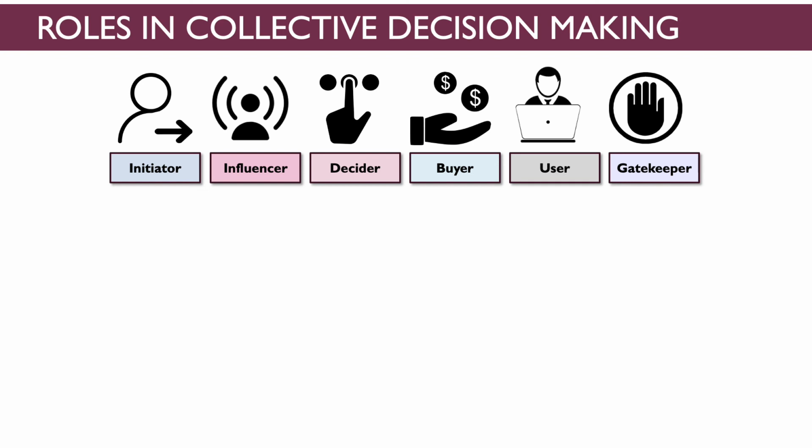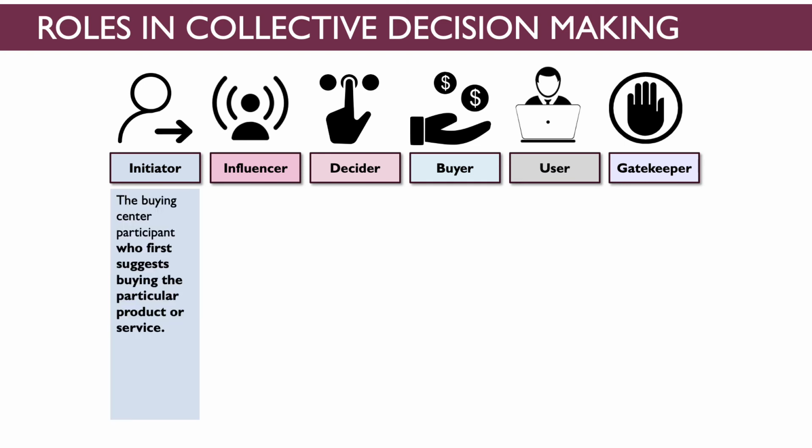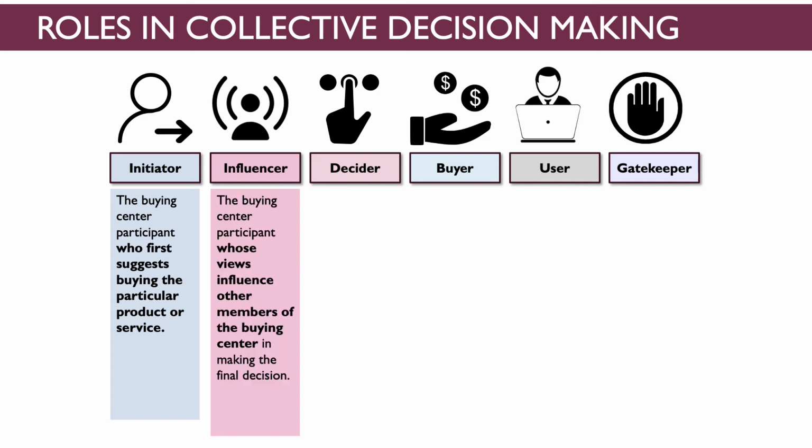Let's look at the roles in collective decision making. Depending on the decision in question, the choice may include some or all of the group members, and the different group members may play different roles. The initiator's role is played by the person who brings up the idea or identifies the need. The initiator first suggests buying the particular product or service. The person who tries to sway the outcome of the decision is the influencer. The influencer's view influences other members of the buying center in making the final decision.